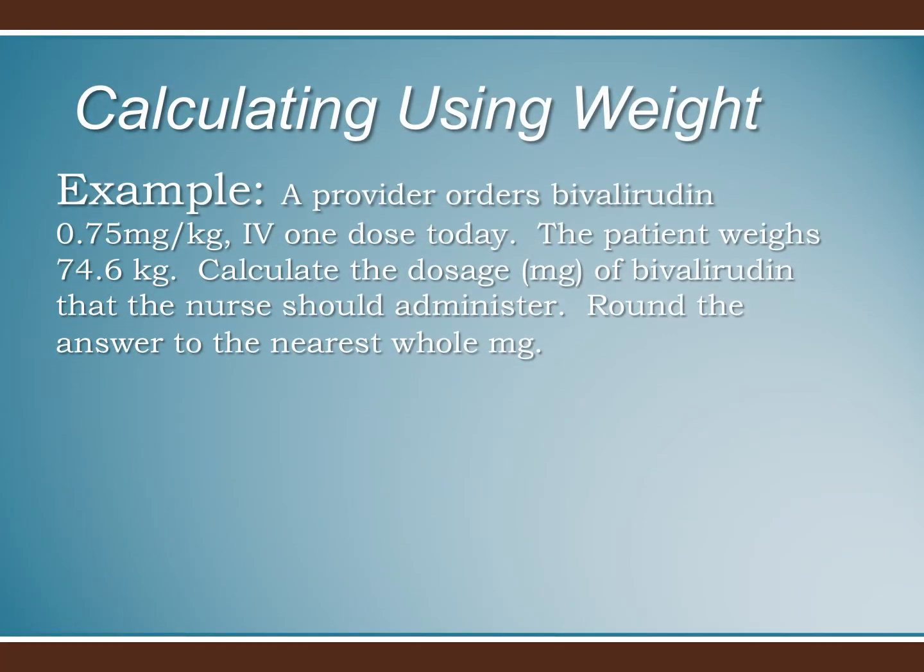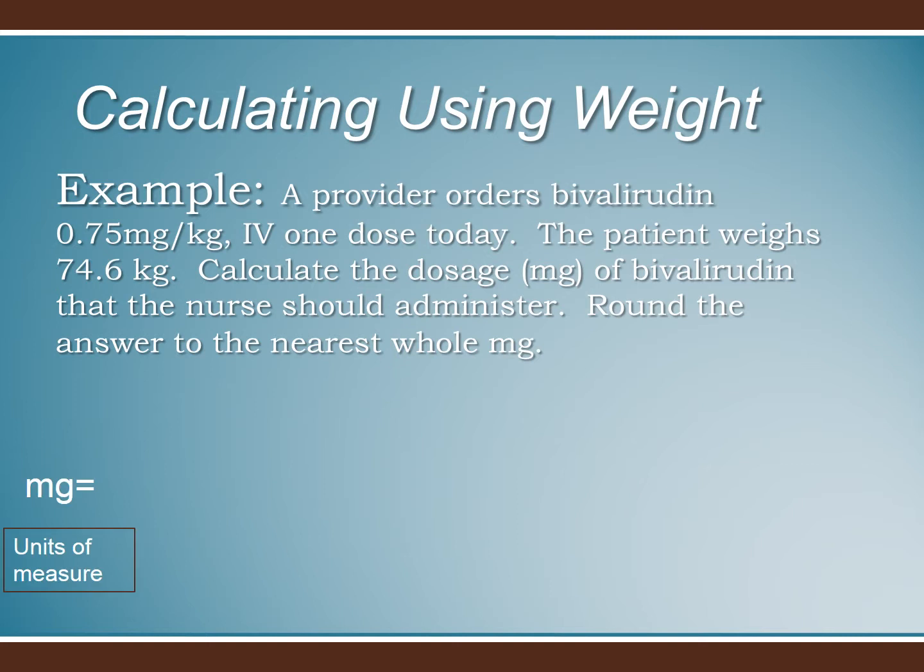Okay, we're going to calculate using weight. Our first example is: a provider orders bivalirudin 0.75 milligrams per kilogram IV, 1 dose today. The patient weighs 74.6 kilograms. Calculate the dosage, in milligrams, of bivalirudin that the nurse should administer. Round the answer to the nearest whole milligram.